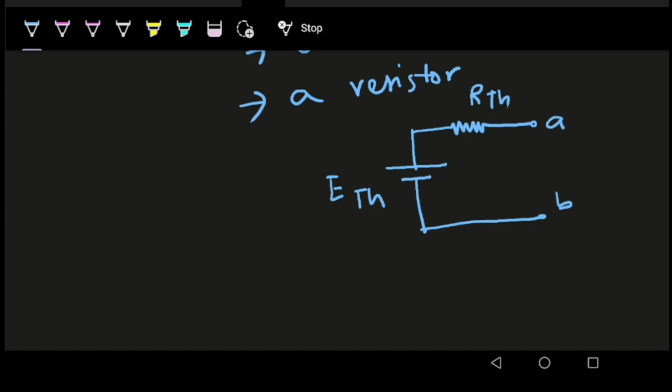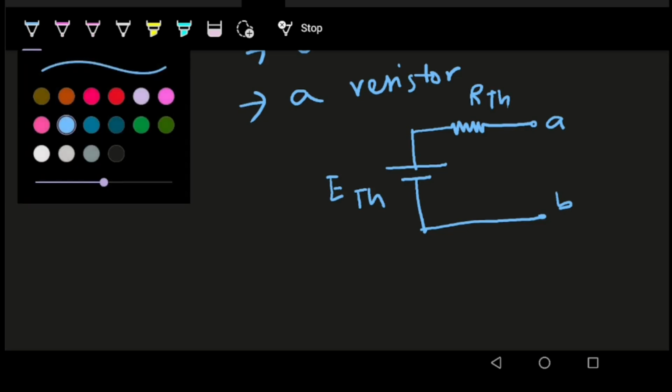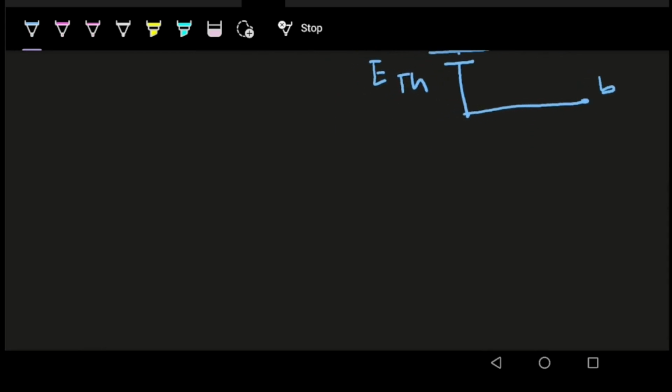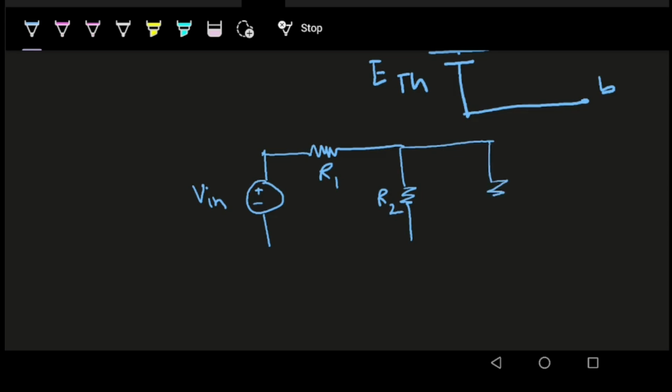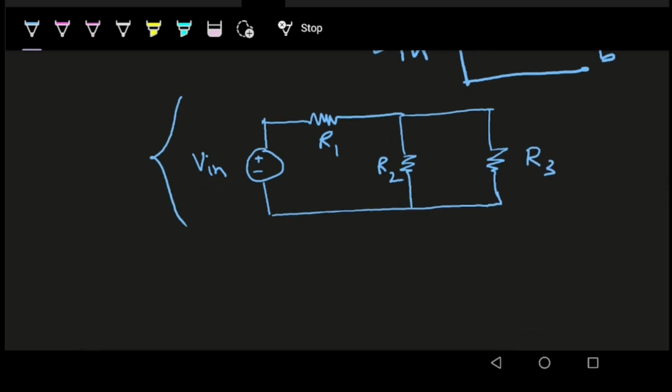I will try to demonstrate this theorem with the help of a simple circuit. Let's consider a circuit something like this, where we have a DC voltage source. Let's say it is Vin, and I have one resistor R1. This is R2, and suppose this is R3. This is our circuit.